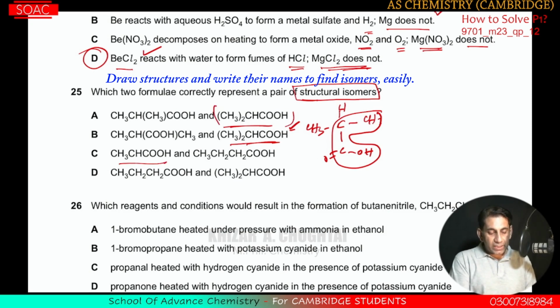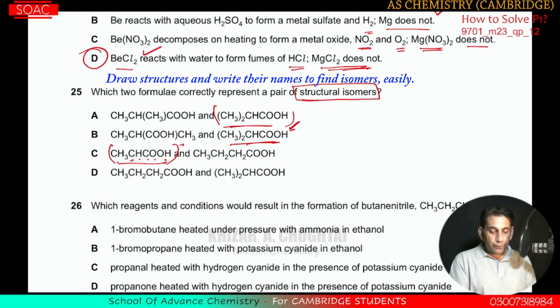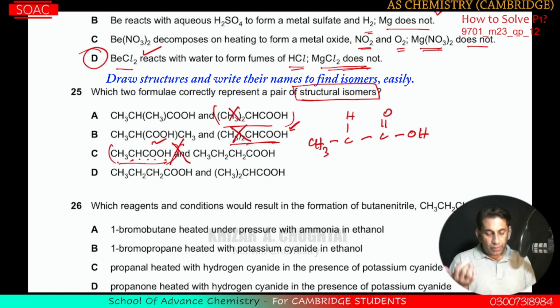Come towards C. What is its name? It is basically C double bond OH, CH3, and I think this is an incorrect formula if I'm not wrong. Option C, first formula, this one, CH3, CH, C double bond O, OH. This is an incorrect formula. The first one is not correct, the second one is not correct, the third formula is incorrect. Moreover, there are four carbon atoms and there are only three carbon atoms, I mean incorrect. So obviously D will be the correct option.